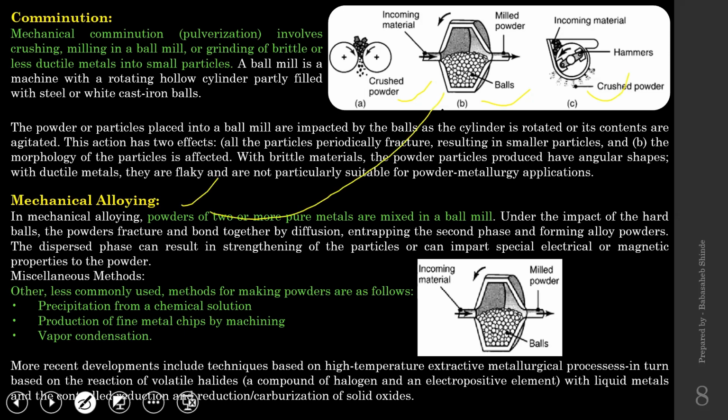Mechanical alloying is nothing but the ball milling itself. But instead of putting a single powder into the milling chamber, there will be multiple powders inserted into this milling chamber, so that all these particles will diffuse against each other, and you will get an alloy metal powder.